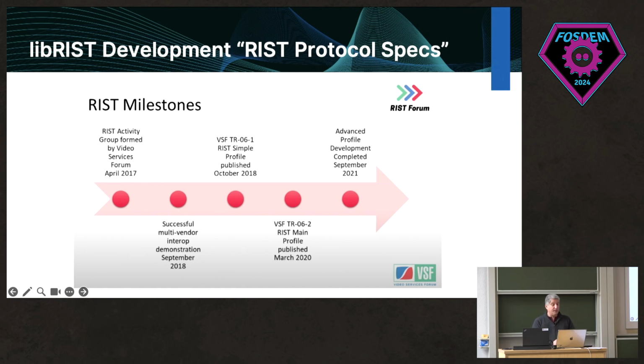The RIST activity group then proceeded to add multiplexing and encryption capabilities and publish the main profile specification in early 2020. It was at that time that the LibRIST open source project was first published. And you can refer to the talk I gave back then where I go into detailed explanation of what the simple profile and the main profile do, the differences, etc.